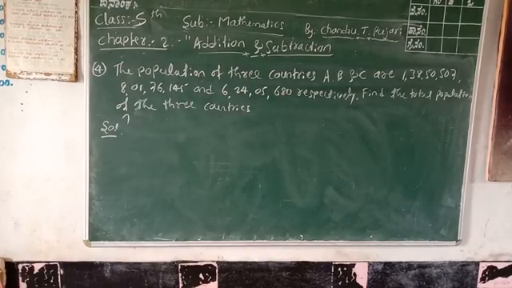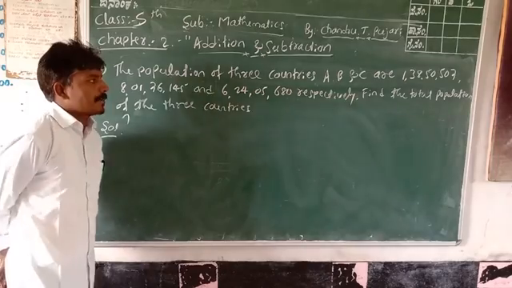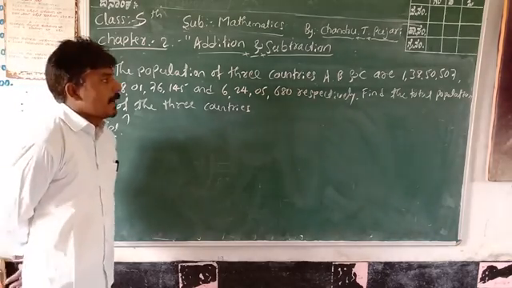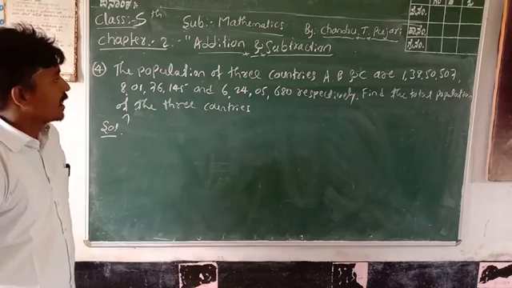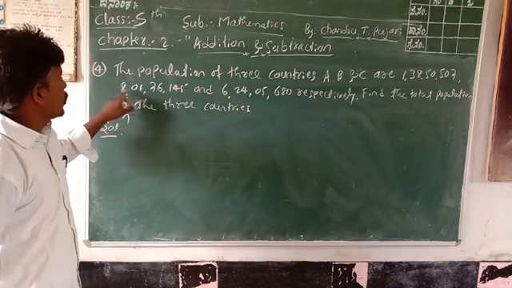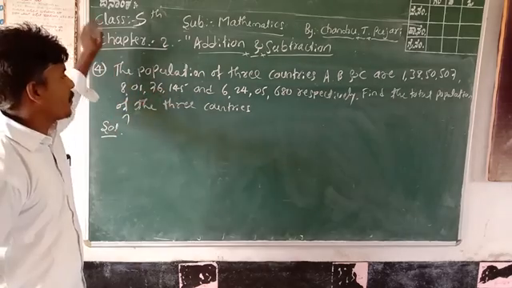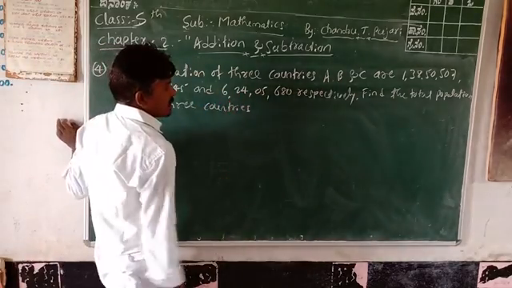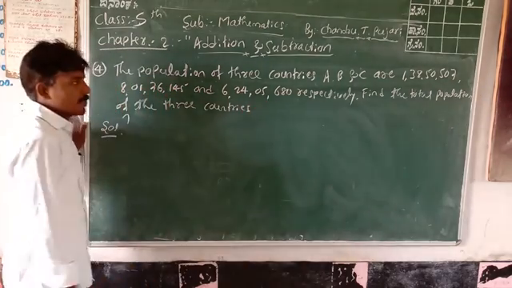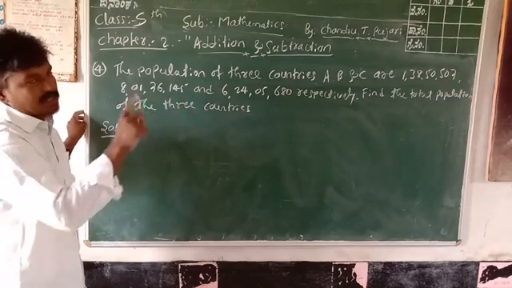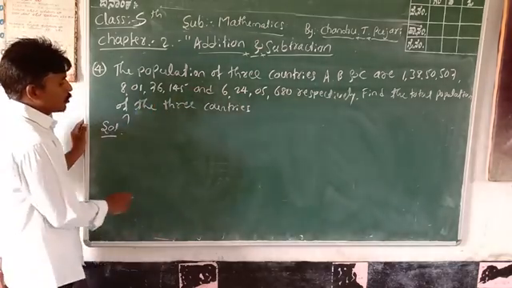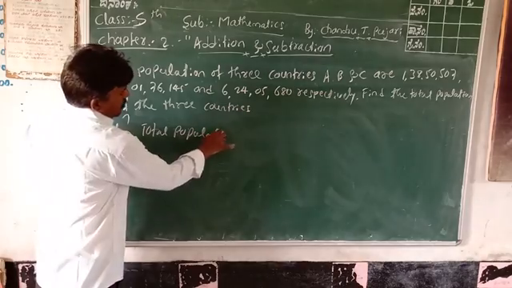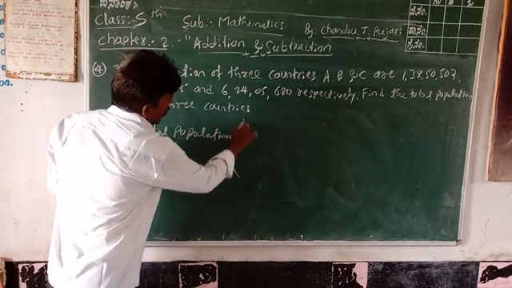The last one is the population of 3 countries, A, B, C. In country A, the population is 1,38,50,507. In country B, 8,1,76,145. The last, in country C, 6,25,05,680 respectively. Find the total population of the 3 countries. Total population is equal to the sum of these 3.